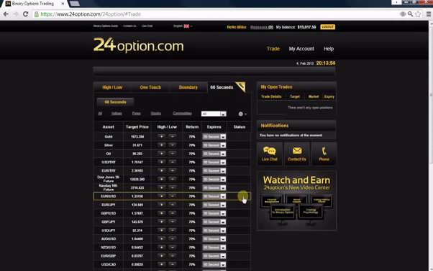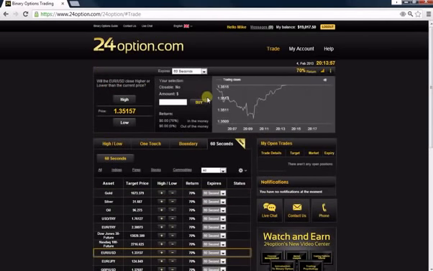So we're going to go here to the Euro US dollar. We're going to click it, and take a look at what's been going on for the last few minutes. It's gone down, it's gone up here. So we're going to go with low.